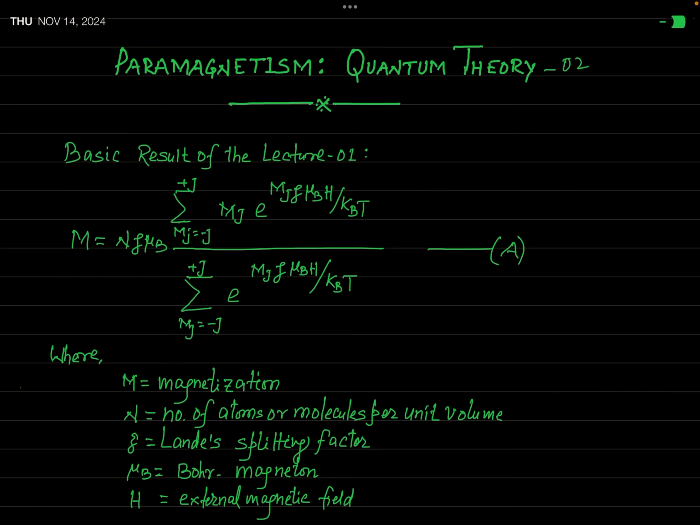Today our aim is to see the calculation in the reverse condition. Today we will see how we can calculate the magnetization of a paramagnetic gas when temperature is low and field is strong. So this is the subject matter of today's lecture.